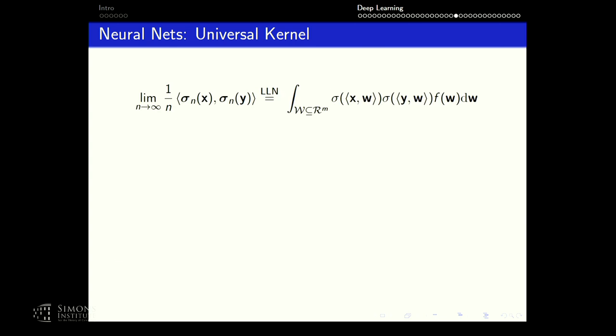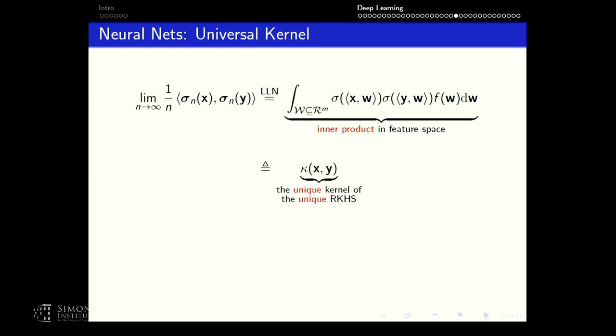Well, things are much easier if we go asymptotic. So suppose you send n to infinity and you have the law of large numbers and so on, everything is nice, and you end up getting something that you can think of as an inner product in a feature space. Now, I'm a little bit vague here, what does that even mean? But you still get an inner product in some kind of a Hilbert space. You can think of it, if you will, it's not really relevant to what I'm going to say, as some kind of a reproducing kernel Hilbert space, with a unique kernel, and so on and so forth.